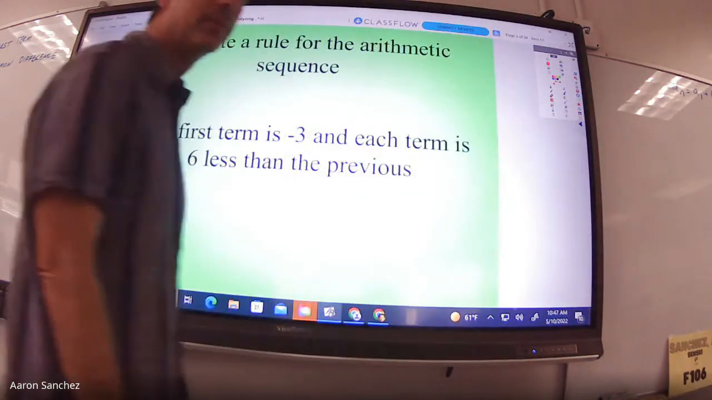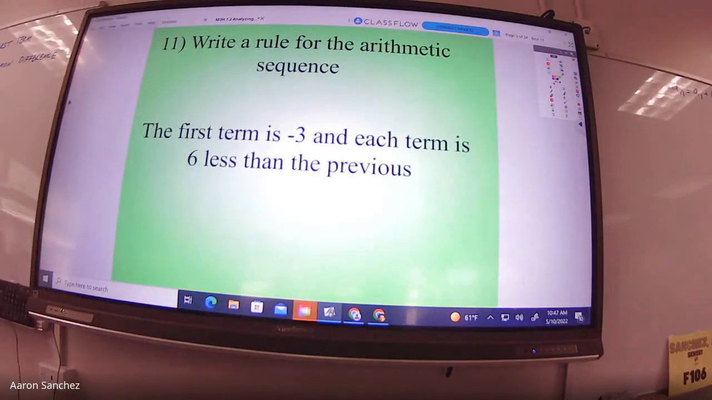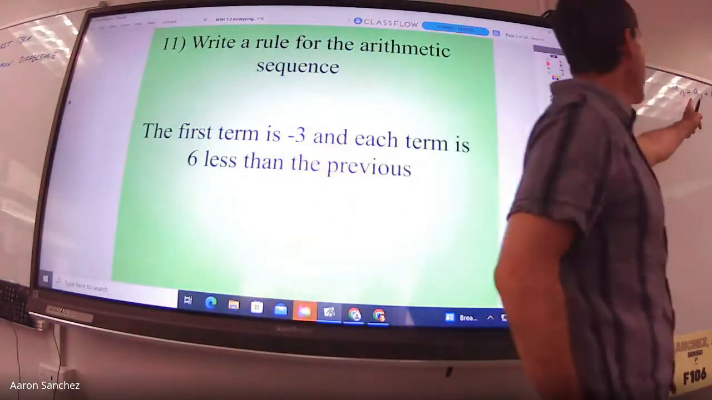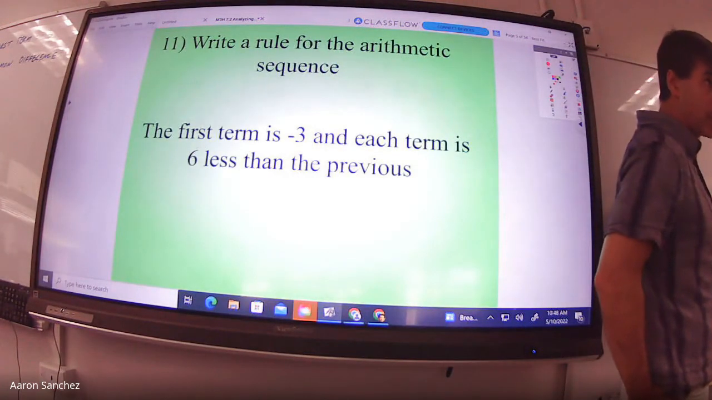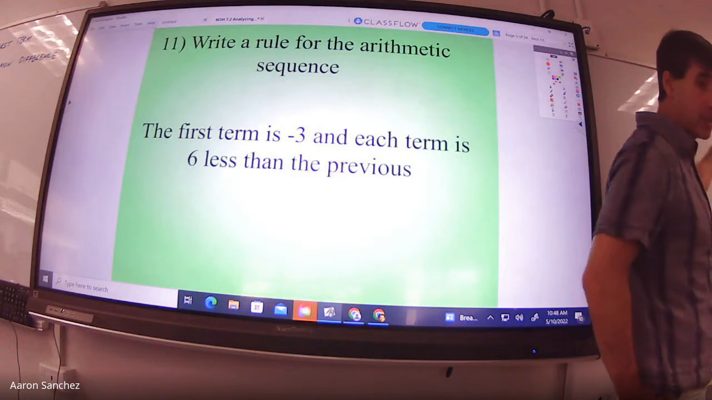Number 11. I think the best way to describe this is by doing the homework assignment. So if you guys want a second to get the homework assignment out. Okay. We need to write a rule for the arithmetic sequence. Now this is for the arithmetic sequence rule, right? This only works for arithmetic sequence.